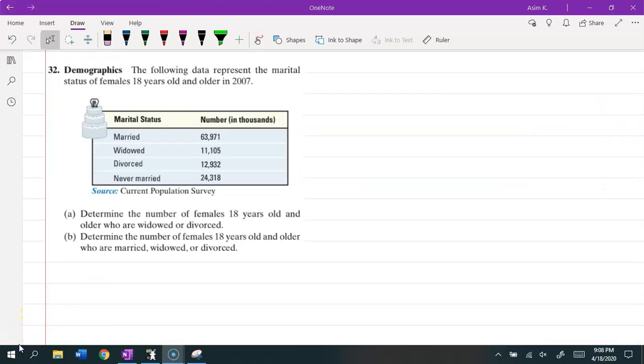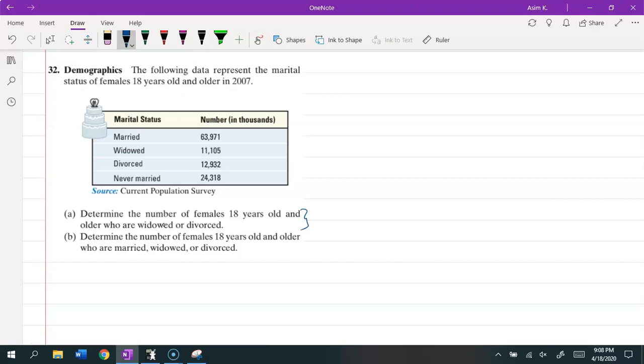The next question that we're going to do is a lot easier. It says that the following data represent the marital status of females 18 years old and older in 2007. So if you were 18 years or older, you were counted in this data, right? Now it says determine the number of females 18 years old and older who are widowed or divorced. All right, so just counting. This is a very basic example.